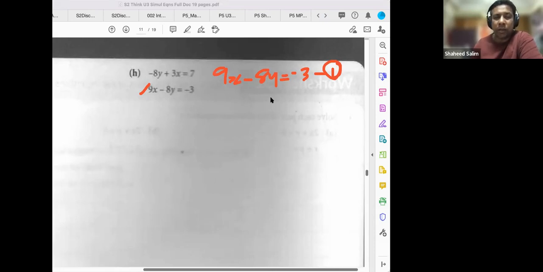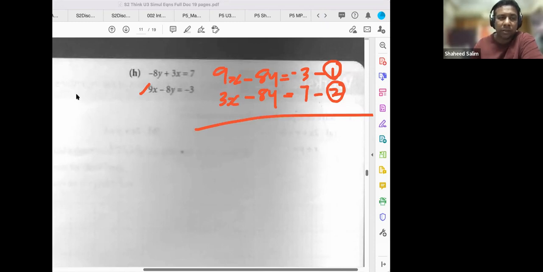Then the next one now is you have 3x, I rearrange it. 3x minus 8y is equals to 7. Can see this one? Now, can you see now? If I take top minus bottom, 9x minus 3x, I get 6x positive. No problem.